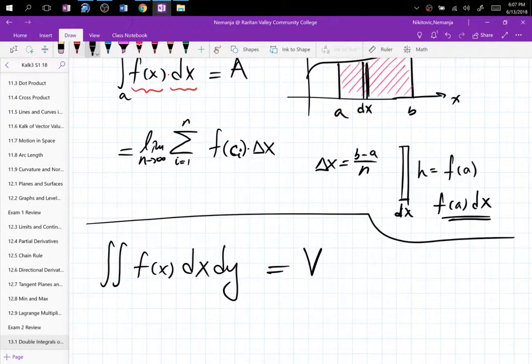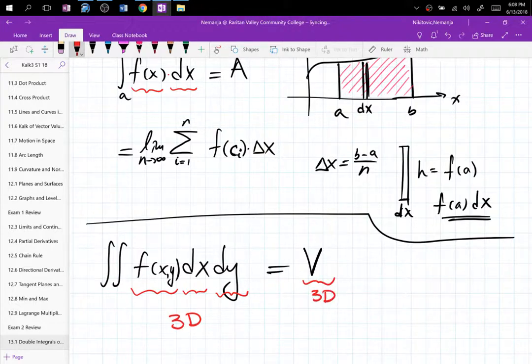Because now I have 3 dimensions inside the integral. Oh, this is supposed to say f(x,y). It's right, there we go. So I have 1 dimension provided by f, 1 dimension provided by x, and 1 dimension provided by y. So now this is 3D. Well, volume is 3D, so it makes sense.